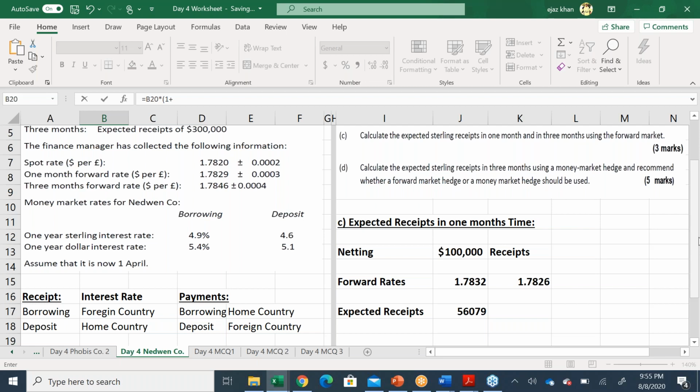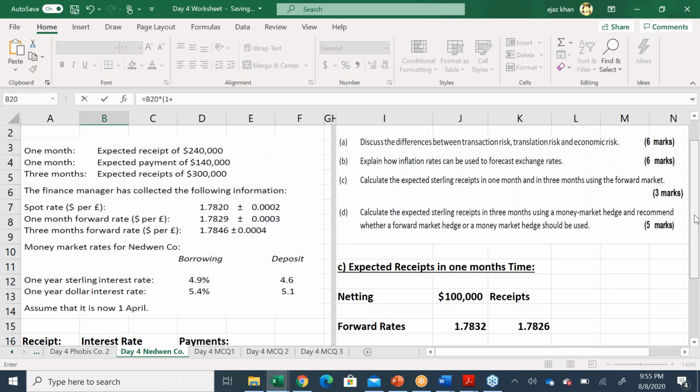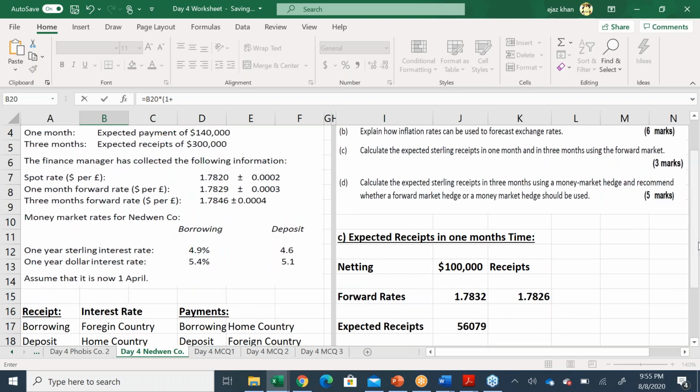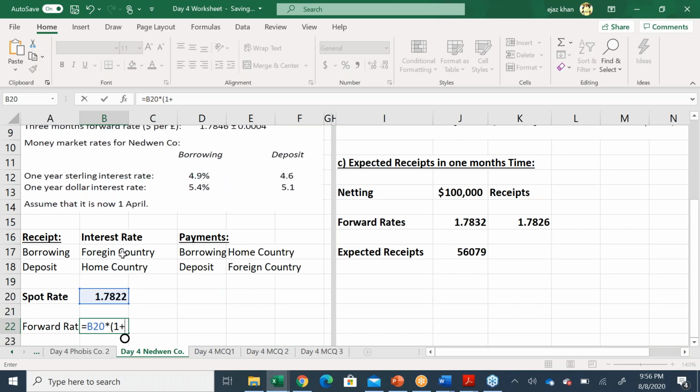Dollar, right? And dollar is a foreign currency. So in the numerator, we should have the foreign currency rate. The foreign currency borrowing rate should be used. So in the numerator, it should be the foreign country rate and it should be the borrowing rate. And in the denominator, it should be the home country interest rate and that should be the deposit one.